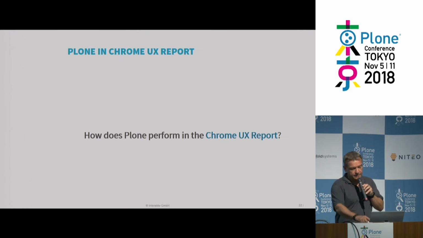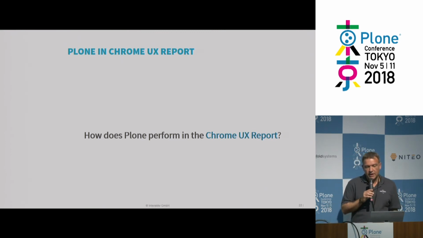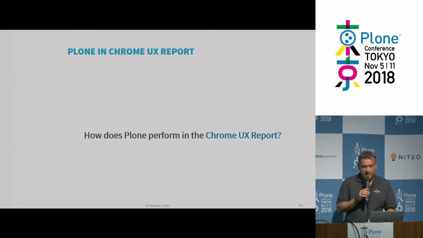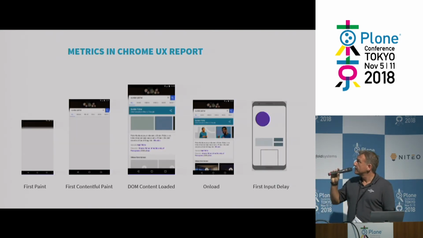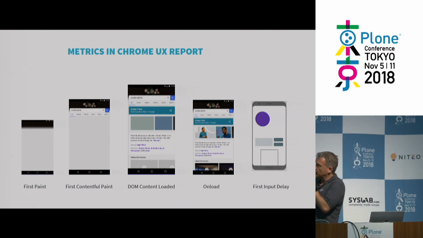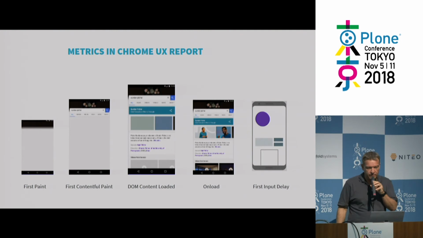The way it works is that Chrome collects usage statistics from users who opt in, of course. Then this data is sanitized and anonymized, and it's published for analysis in the Google Cloud, as I said. The metrics they have in the Chrome UX report are some measures of how your page loads. So when first paint is given, when first contentful paint is reached, then when your DOM content is loaded, and then the onload when the whole page is loaded.